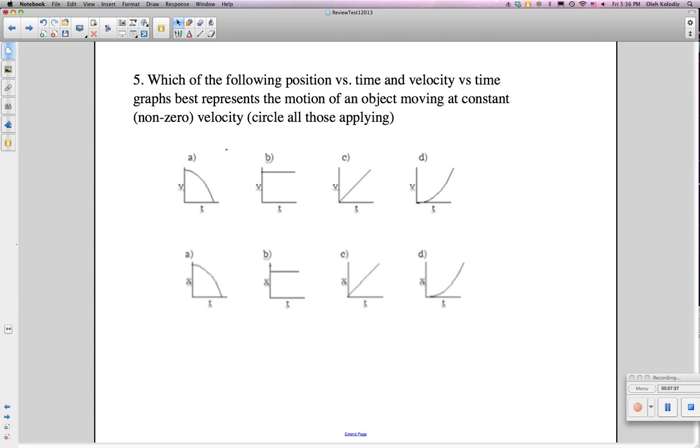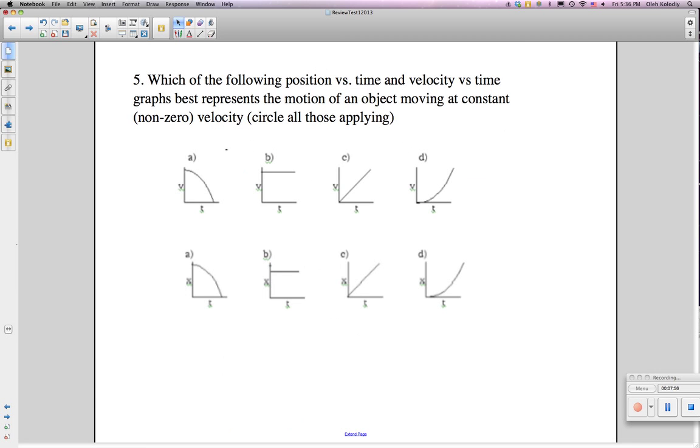Those were position versus time graphs. Now we'll look at some velocity versus time graphs. Which of the following position versus time and velocity versus time graphs best represents the motion of an object moving at constant velocity? Constant velocity. So let's look at the top.